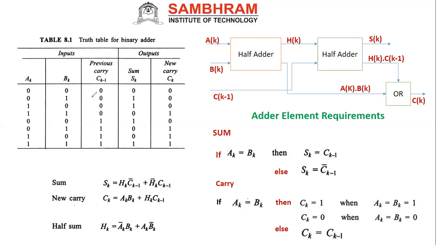Why I'm saying this: for a single adder, I can write the Boolean expression. For an n-bit adder, we have to write the expression in a generalized way. Correct? So to write it in a generalized way, you have to write A suffix k, B suffix k. Then the new carry is Ck, and the previous carry will be Ck minus 1.